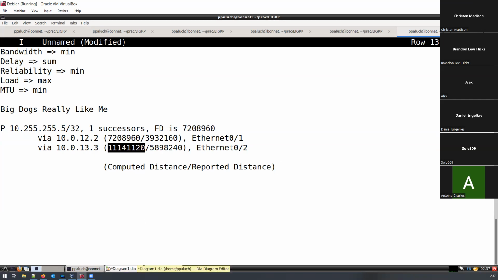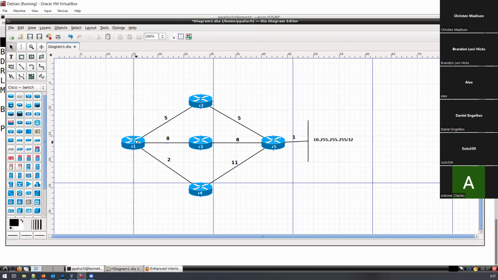because, coming back to the diagram, if I just looked at the sum of delays and didn't do the multiplication there, the total delay from R1 through R2 to R5 would be 11, 5 plus 5 plus 1, while through R3 would be 16 plus 1, which is 17.